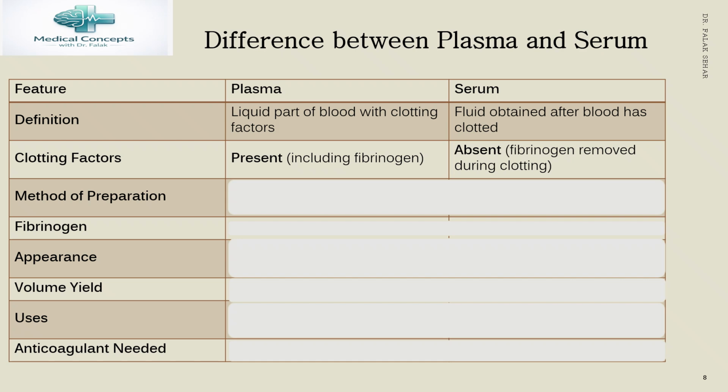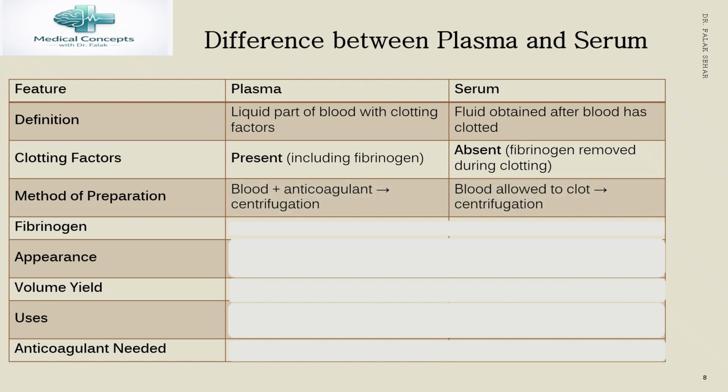Regarding method of preparation, means how you are going to obtain the plasma and the serum. First, blood is added with the anticoagulant and then centrifugation is done so that it will lead to the plasma. While to obtain the serum, first blood is allowed to clot, later on centrifugation is done and then we are going to obtain a clear serum. Fibrinogen is present in the plasma while it's absent in the serum.